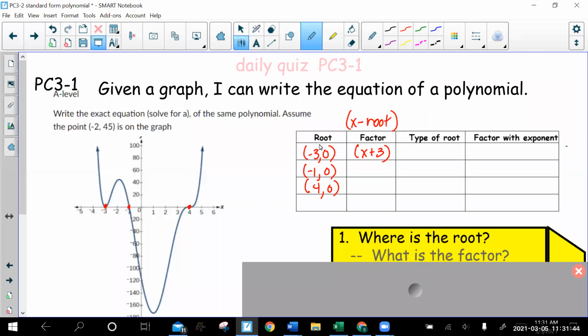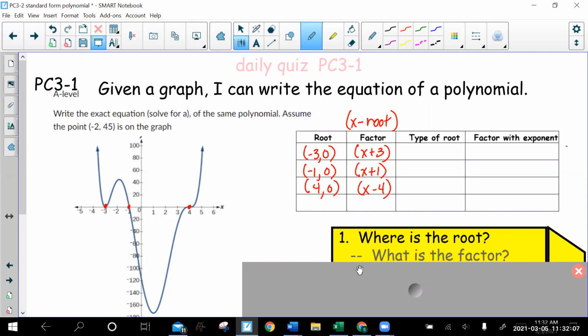To start, we've identified where the roots are. That gives me a factor of x plus 3. The second one is going to give me a factor of x plus 1. And the third root at (4, 0) is going to give me a factor of x minus 4. So by identifying where they are, they tell me all of the factors of my polynomial.